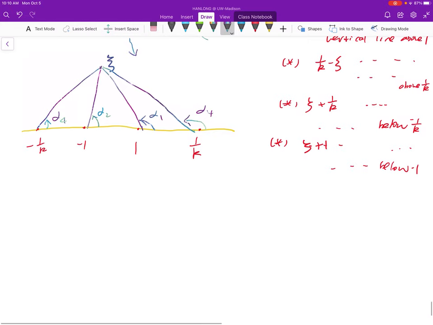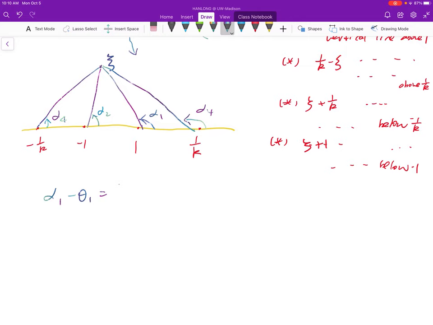Okay, then you see the difference. So alpha 1 minus theta 1 equals alpha 3 minus theta 3 equals pi. Alpha 2 equals theta 2, alpha 4 equals theta 4. Therefore, it's easy to derive the conclusion.